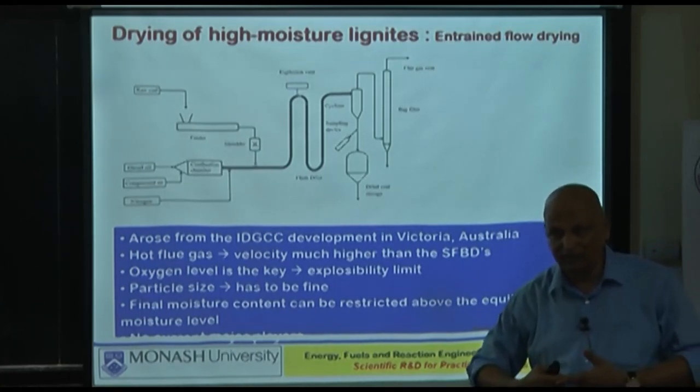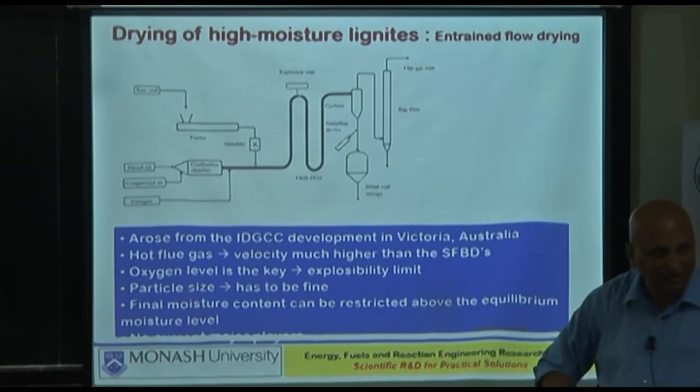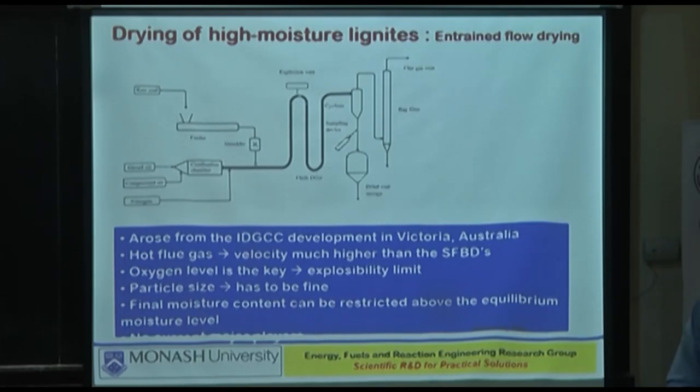It has another disadvantage in that it still has a lot of oxygen inside its matrix as it is dried. So there is an explosibility limit for the dried coal, or the coal as it is being dried, and those numbers are very well known. So the oxygen content has to be limited below 4 percentage points in the drying medium if you are undertaking the drying using hot air. Otherwise, it will explode. An explosion is not a pleasant event.